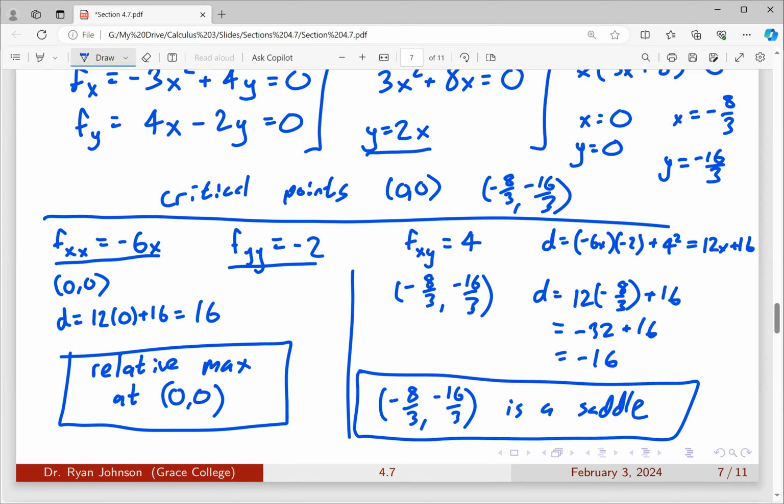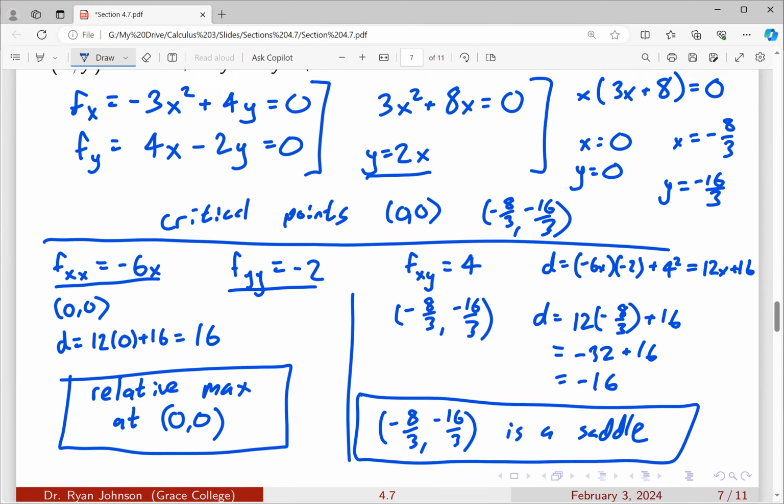And there we found all of our critical points and determined what type of critical point they are based on the second derivative test.